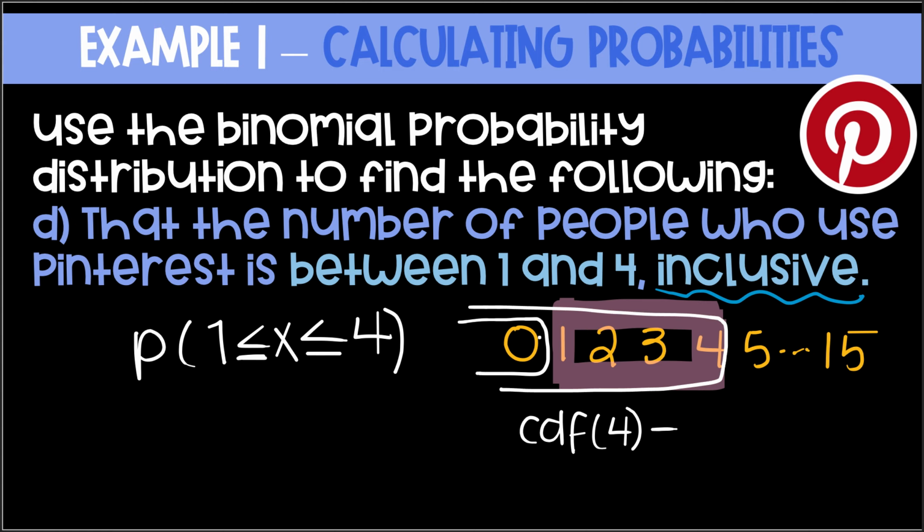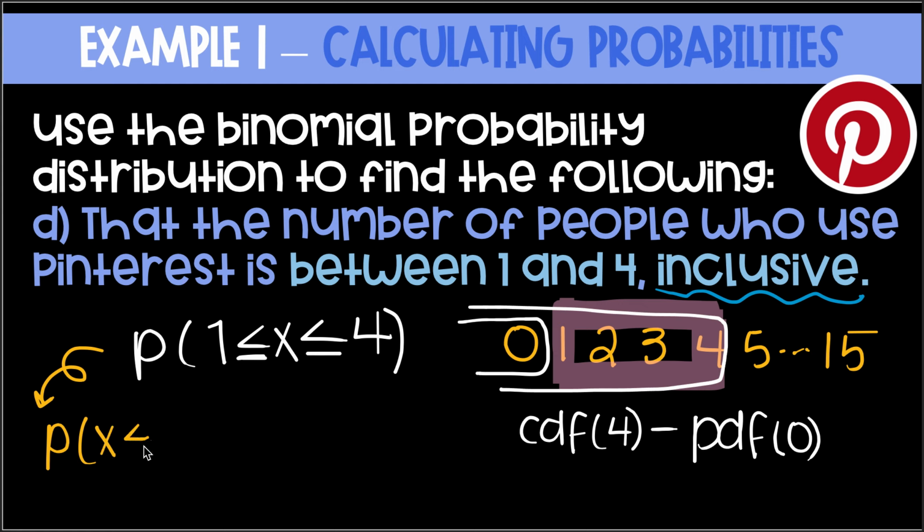What's the command for exactly a value? PDF of 0. Like this. That's how I will find the probability of this one. In other words, what I'm doing is finding the probability. Let me put it here. Because we're doing it by parts, I'm finding the probability of x is smaller than or equal to 4. And then I'm subtracting the probability of x is equal to 0.